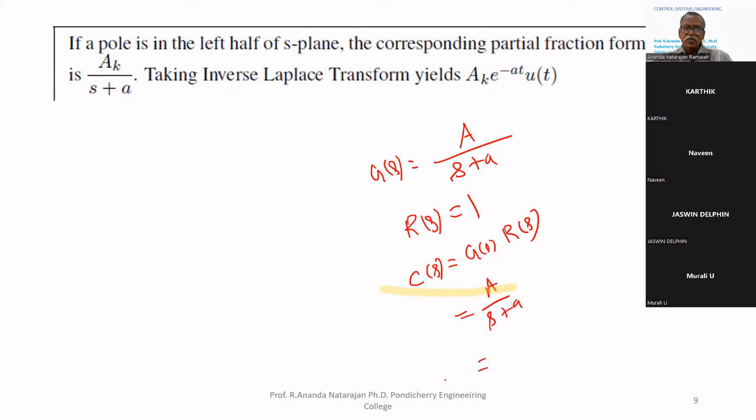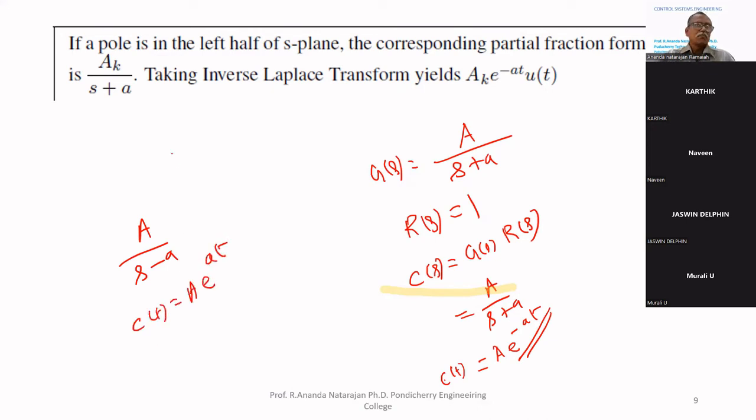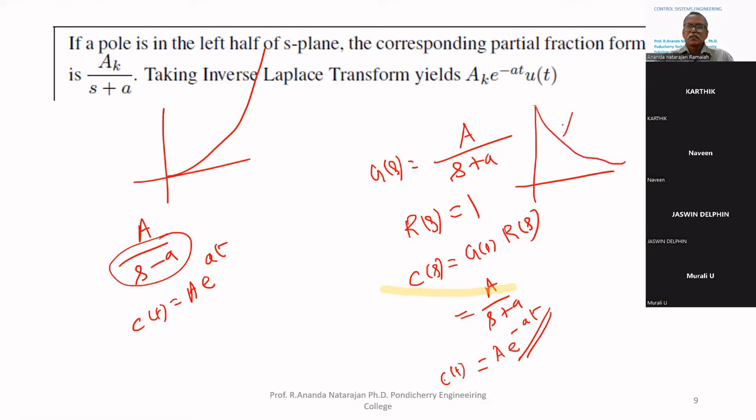C of t equal to what? We have to take the Laplace inverse: A e power minus at. If the pole is on the left hand side, you will get e power minus at. If it is A by S minus A, what will you get? C of t equal to A e power plus at. Plus at means what is the response? The response goes on increasing, unstable. That's why the pole must be on the left hand side. Here, the response comes like this. This is A e power minus at. This is A e power plus at. It goes on increasing. That's why the pole must be on the left hand side.